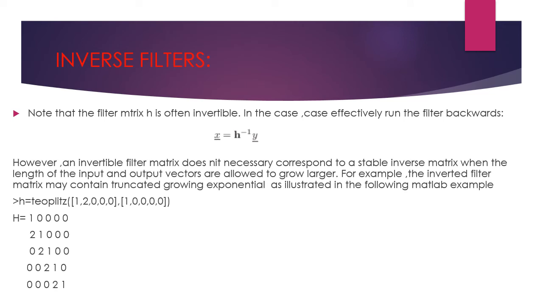necessarily correspond to a stable inverse when the lengths of the input and output vectors are allowed to grow larger. For example, the inverted filter matrix may contain truncated growing exponentials, as illustrated in the following MATLAB example. h equals toeplitz([1,2,0,0,0],[1,0,0,0,0]). H is equal to 1 0 0 0 0, 2 1 0 0 0, 0 2 1 0 0, 0 0 2 1 0, 0 0 0 2 1.